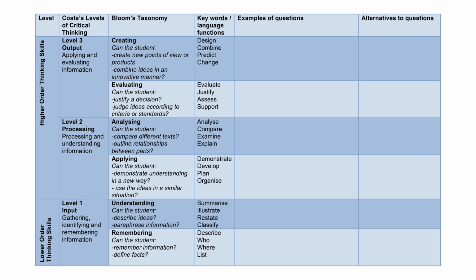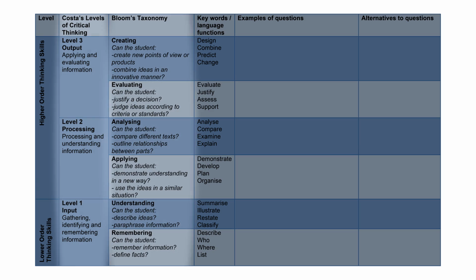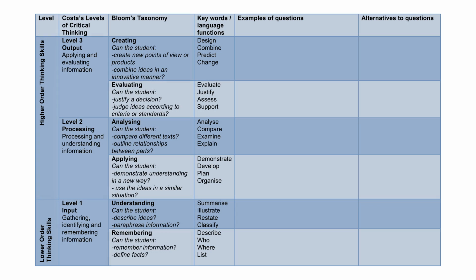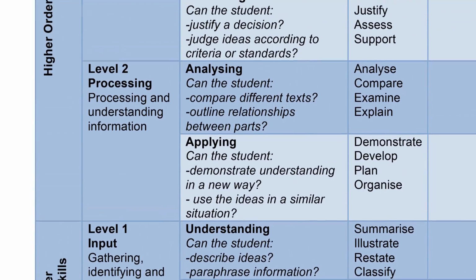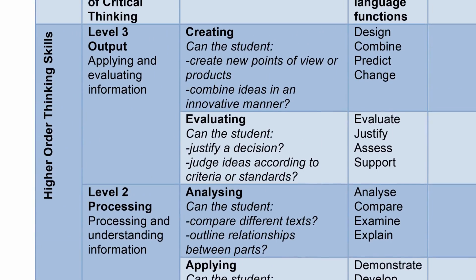Let's take a closer look at the questions used and where they fit on a table that highlights the levels of critical thinking. This table is also found on the handout that accompanies this video. Models such as Bloom's taxonomy and Costa's levels of critical thinking illustrate the movement from descriptive questions and responses to more critical and analytical ones.